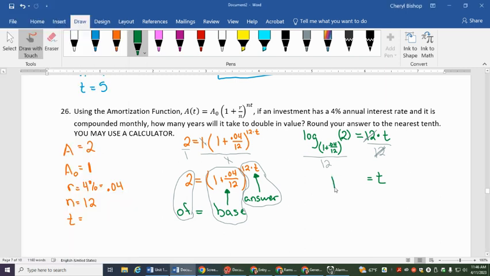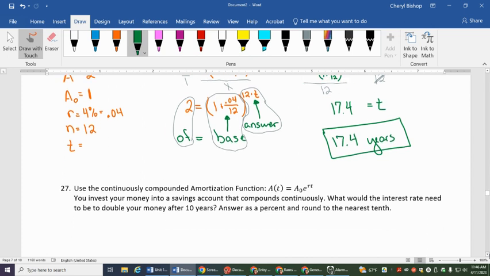So it's going to take me 17.4 years to double my money. That seems like a really bad way to make $2. Let's not invest $1 in that account. Questions on 26?